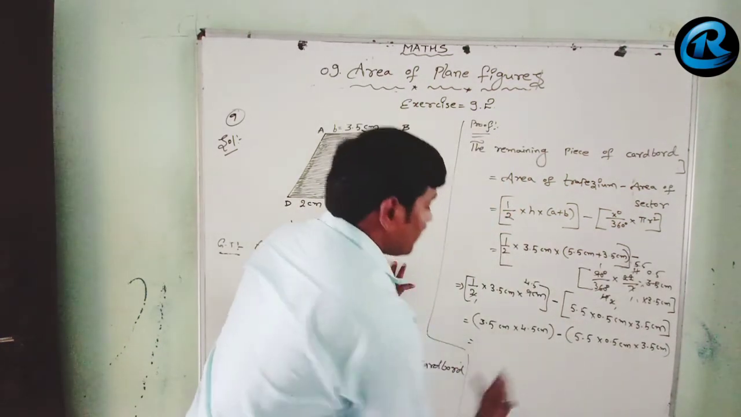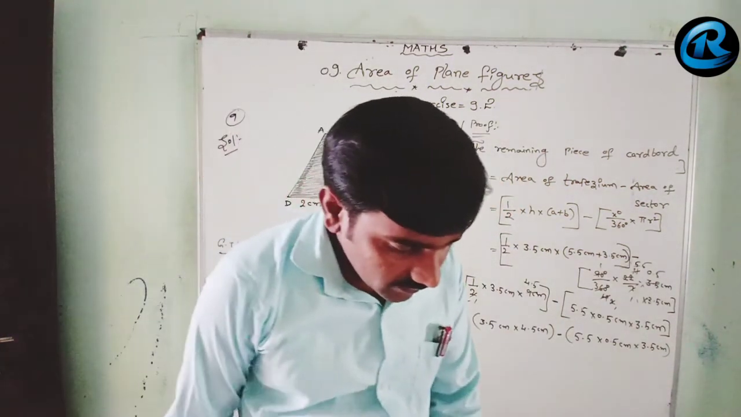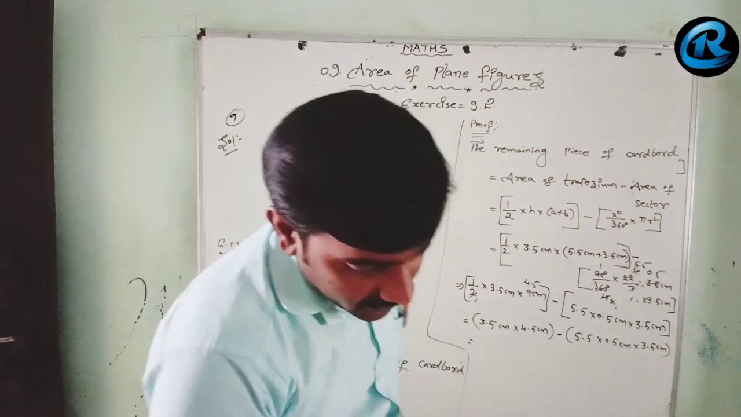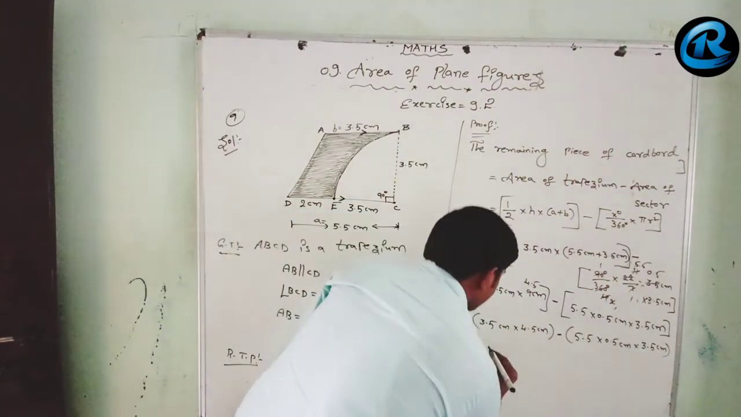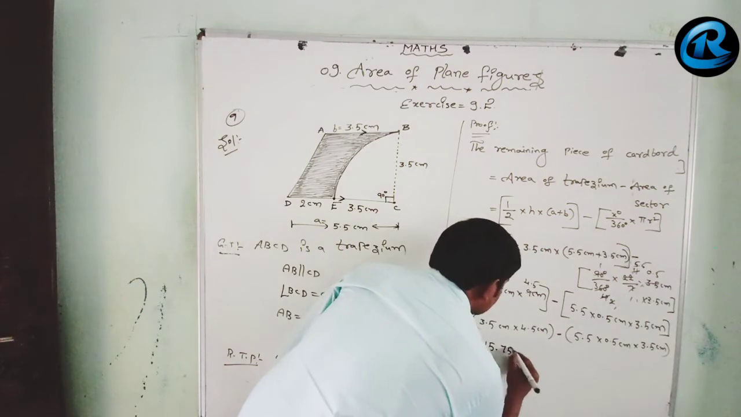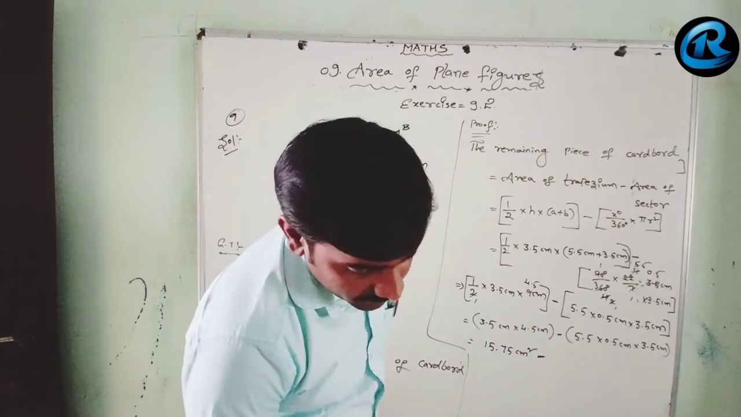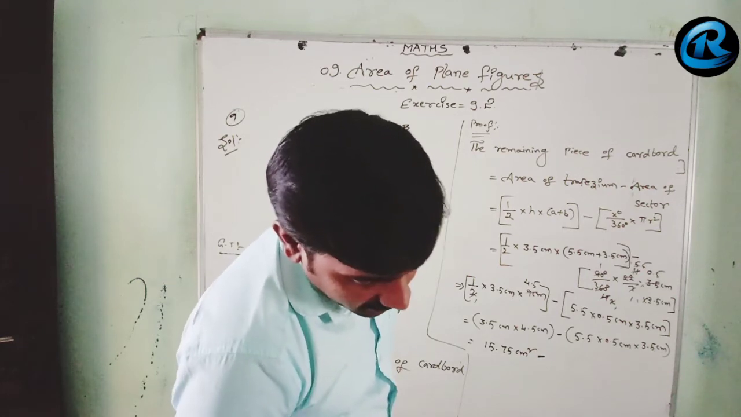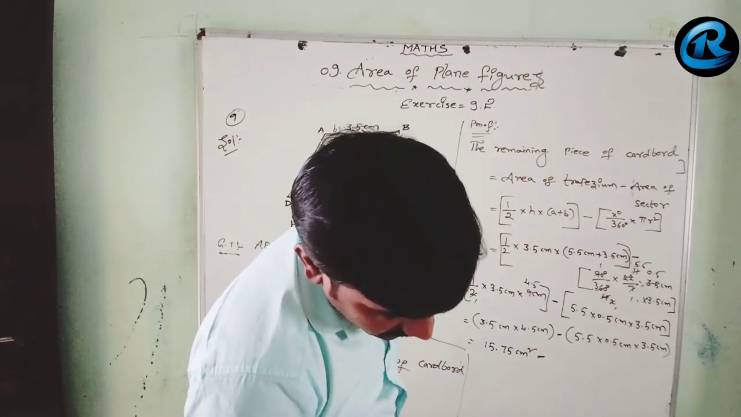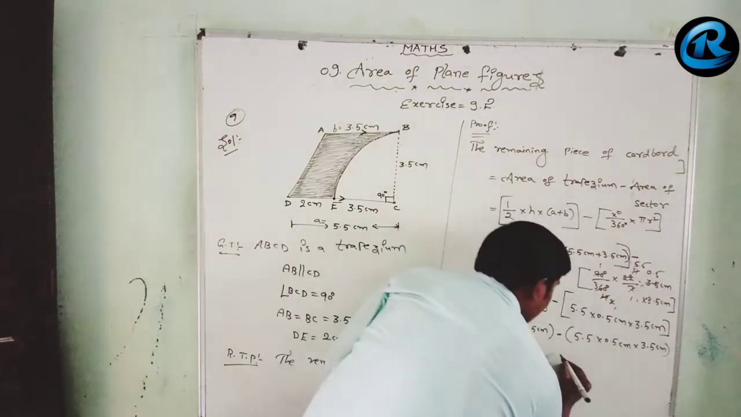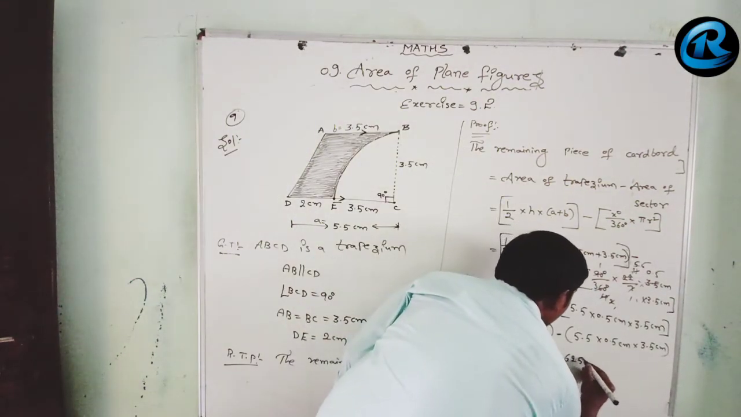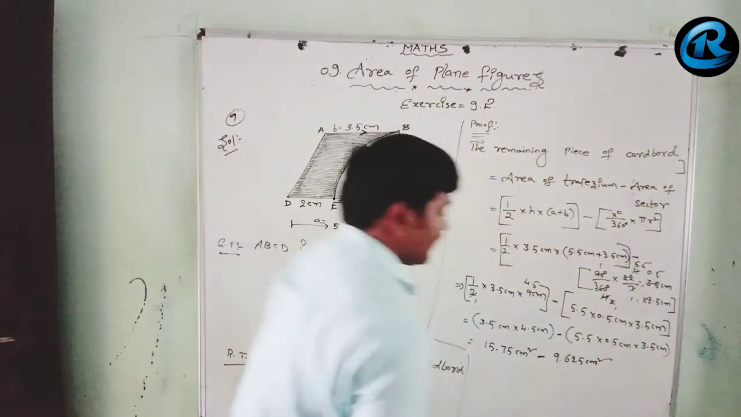Now by multiplying this, we get 15.75 centimeter square, minus, by multiplying this, the area of the quarter circle, we get 9.625 centimeter square.